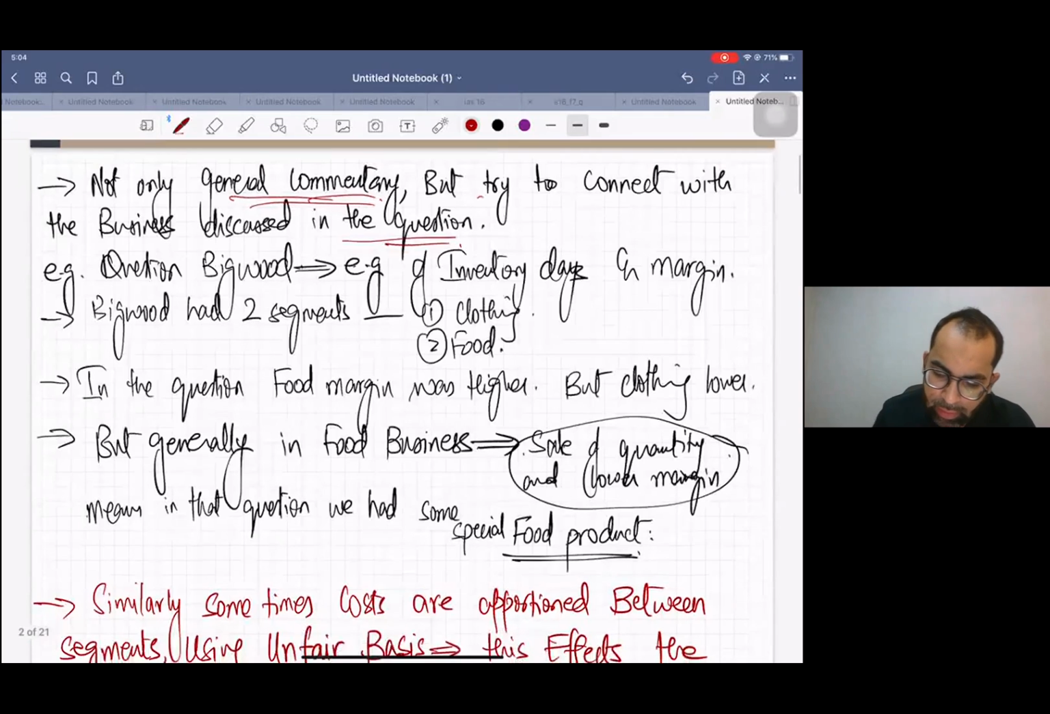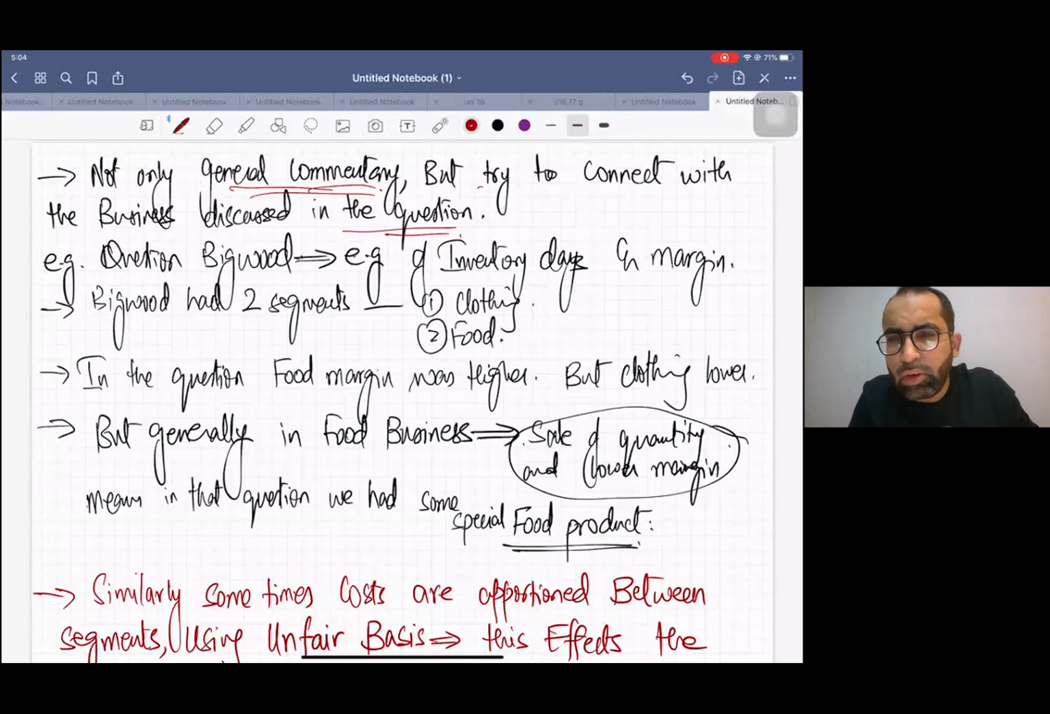The first is an old past paper question named Big Word. You might have done this question or not. The first part of the question was related to a practical cash flow, and the second part was commentary discussion. In that question, the company had two business segments. The first was a clothing business, like a boutique or something, and the second was a food business, like a restaurant or something.